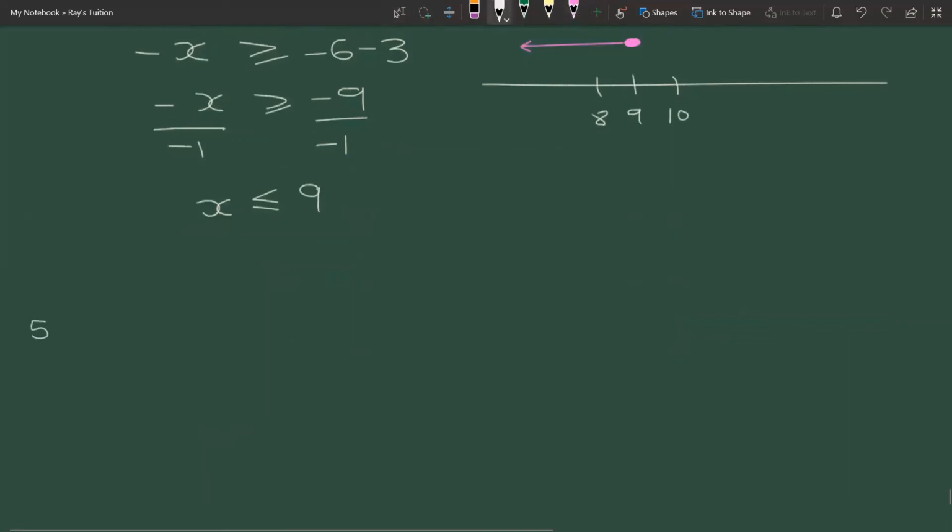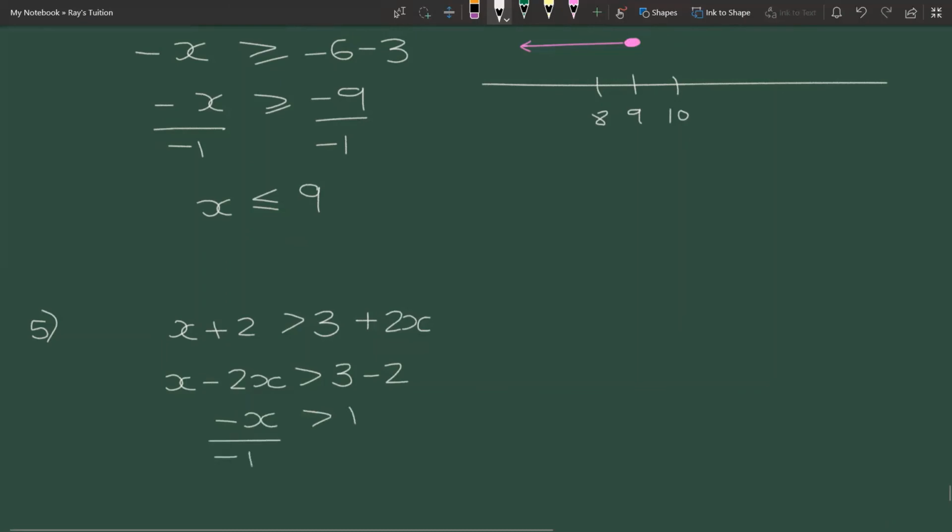Last example. So we have x plus 2 is greater than 3 plus 2x. Let's get our x's over to one side. So I'm going to take this 2x over, and it's going to become a negative 2x. And then the 3 will stay, and this 2 we're going to take over, and it will become a negative 2. So we have negative x is greater than 1. I'm going to divide both sides by negative 1 to get x by itself, and then I get x. And if you remembered this, well done. To swap the sign when dividing by a negative, and we get x is less than 1.